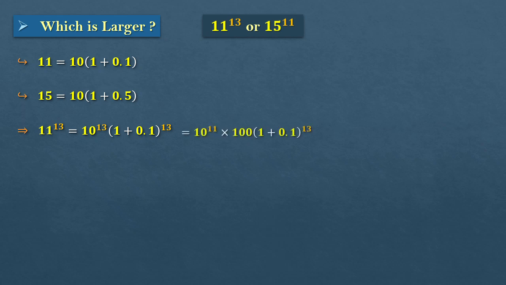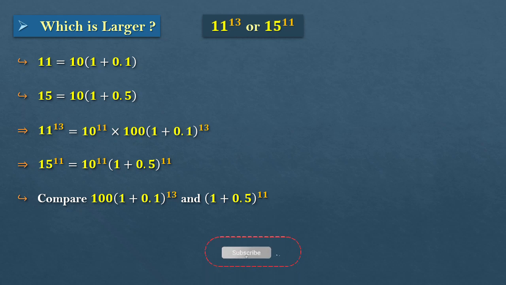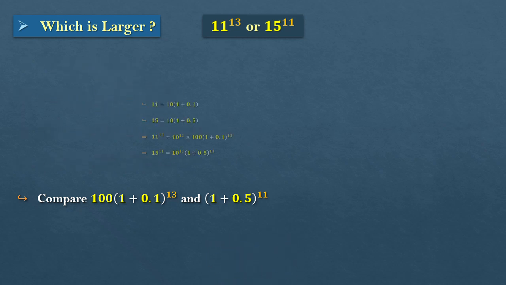This can be rewritten as 10 to the power of 11 times 100 times (1 plus 0.1) to the power of 13. Similarly, 15 to the power of 11 is equal to 10 to the power of 11 times (1 plus 0.5) to the power of 11. So comparing 11 to the power of 13 and 15 to the power of 11 reduces to comparing 100 times (1 plus 0.1) to the power of 13 and (1 plus 0.5) to the power of 11.